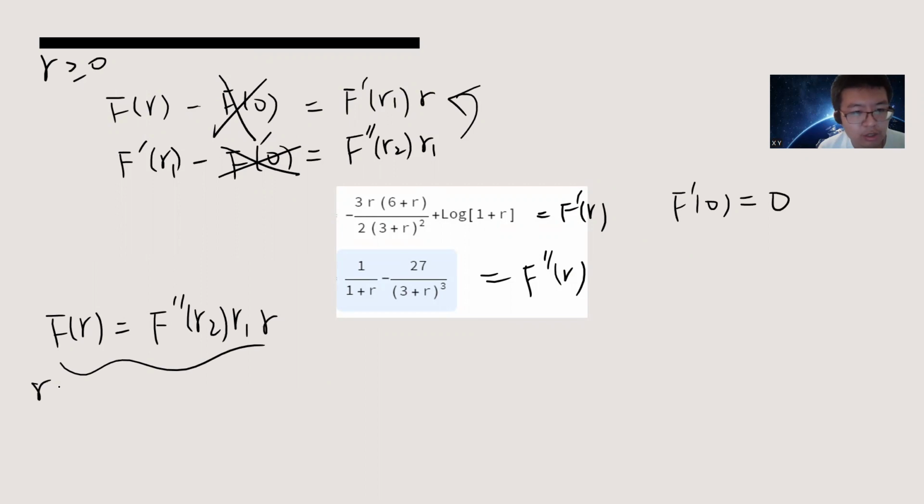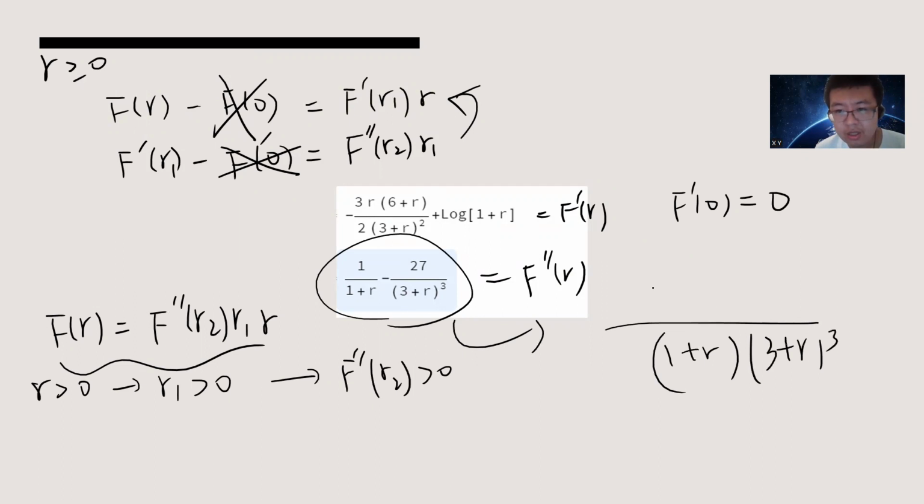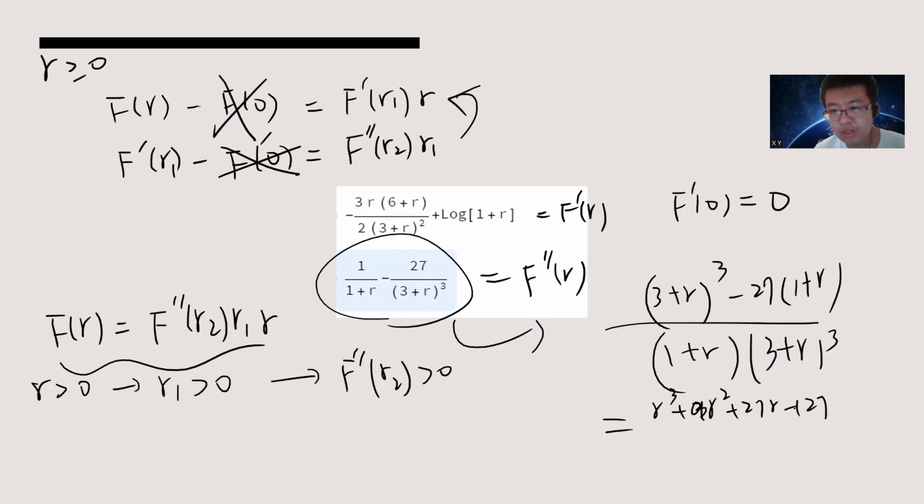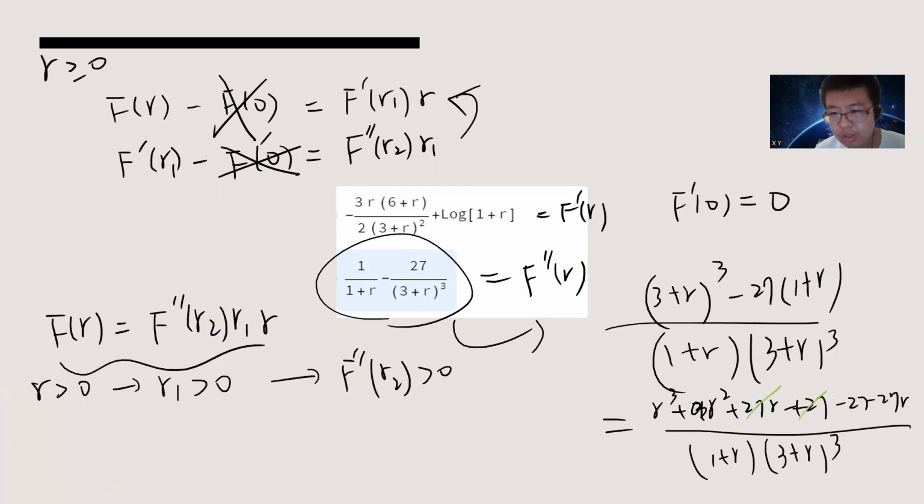Now consider r greater than 0, which means that r1 is greater than 0, which means that we only need to prove that the double prime of r2 is greater than 0. So this is the second derivative. If you expand it, you will see that the mysterious thing happened. This is r cubed plus 9r squared plus 27r plus 27 minus 27 minus 27r, divided by this. Very easy to see this.